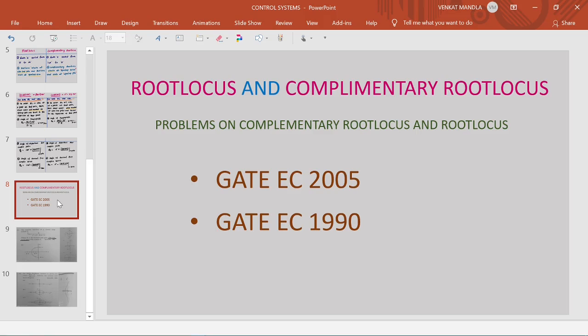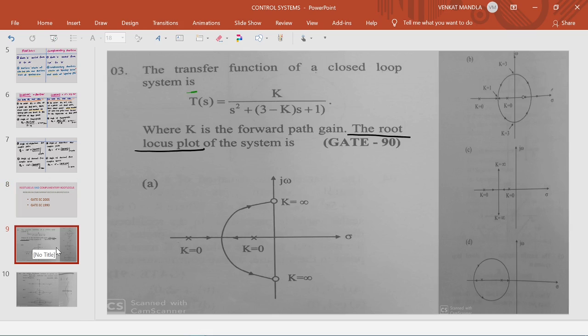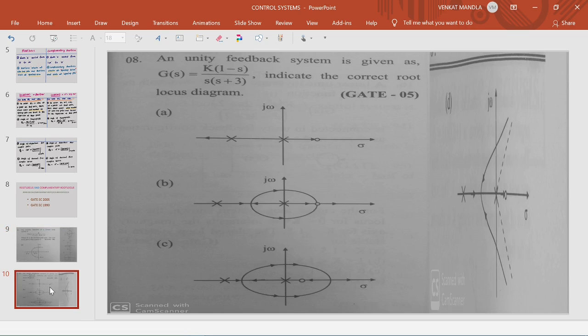In this lecture, I am going to explain the two problems which were asked in the 2005 and 1990 GATE papers. So these are the two problems. This question was asked in 1990 GATE, and one more question was asked in 2005. Okay, first I'll solve this.